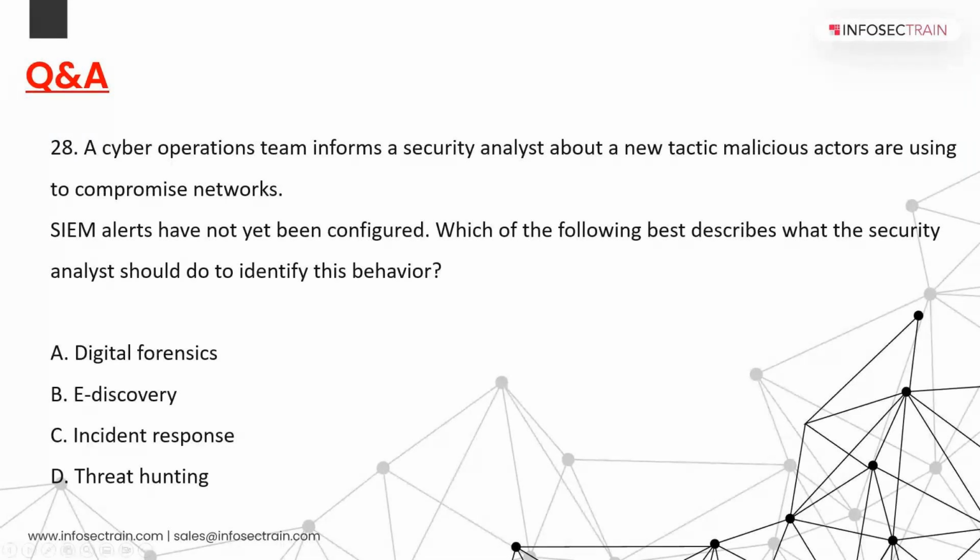Okay, here we are. The question says that a cyber operations team informs a security analyst about a new tactic malicious actors are using to compromise the network. SIEM alerts have not been configured. Which of the following best describes what the security analyst should do to identify this behavior? The SIEM alert has not been configured in this case. What's the best thing you can do?